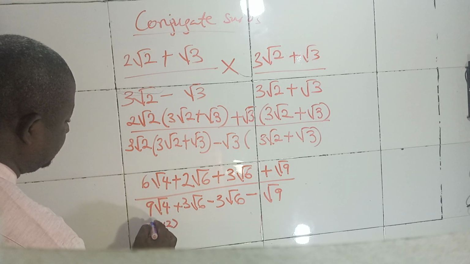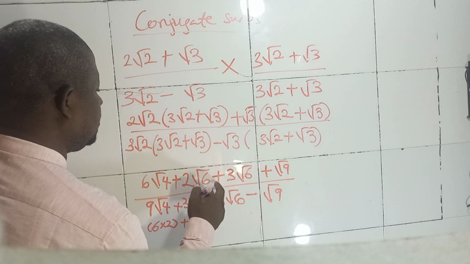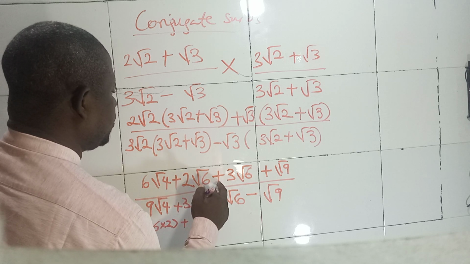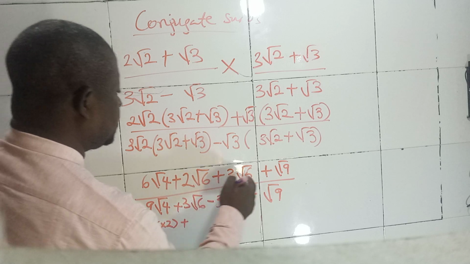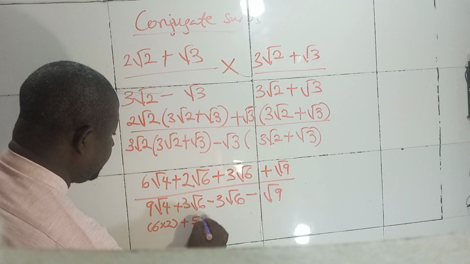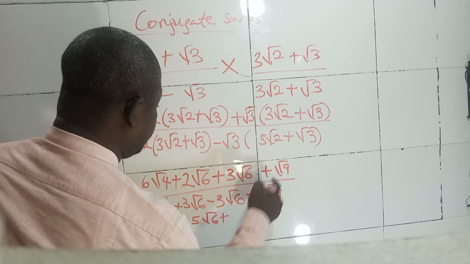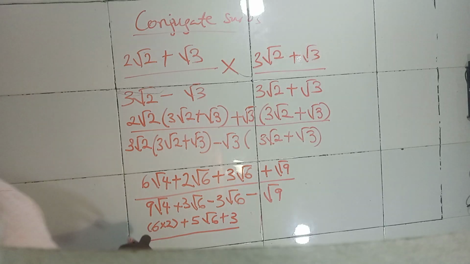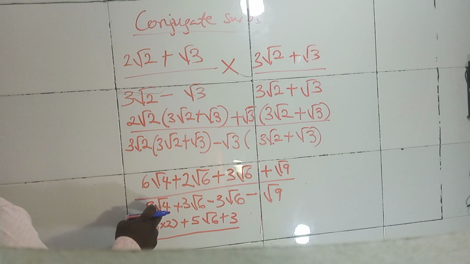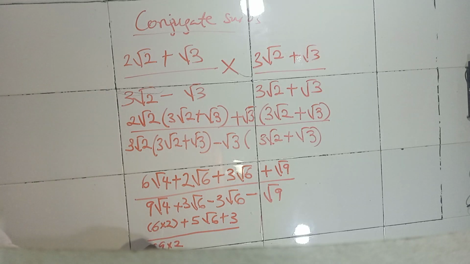Let's use our bracket now so that you don't bother up things. Plus 2√6, this 2√6 plus 3√6, that is what? 2 plus 3, that's 5√6. This is now 5√6 plus what's the square root of 9? That is 3. All over 9 times 2. I like using brackets a lot, so that makes my work very neat.